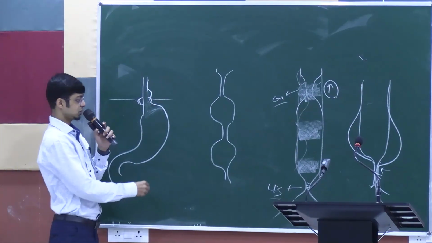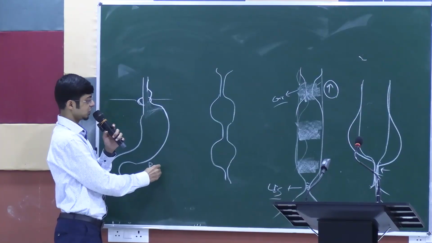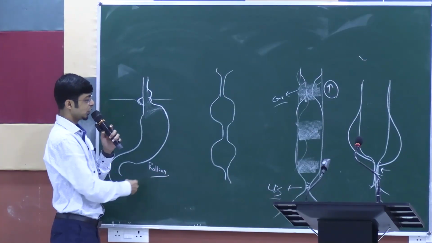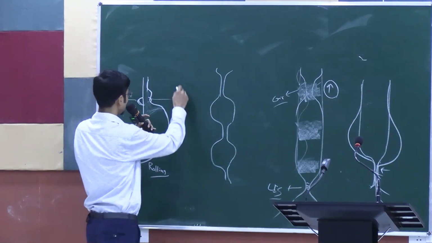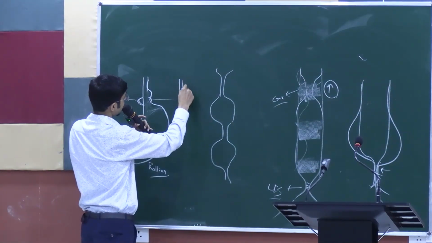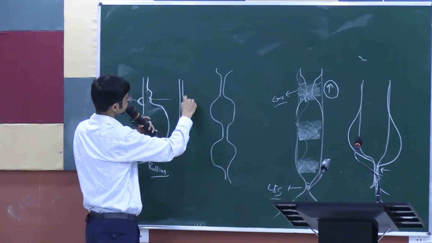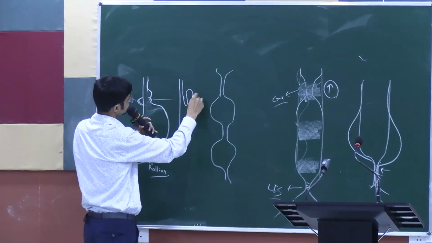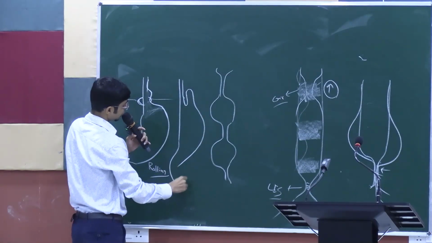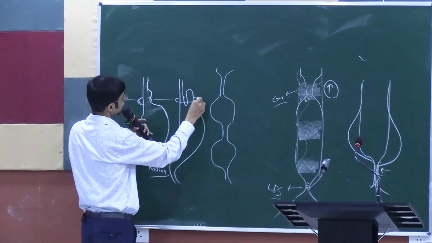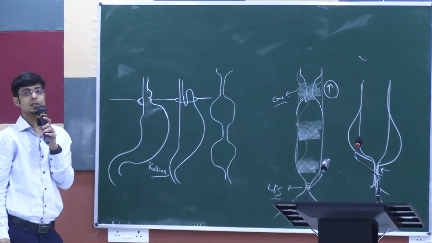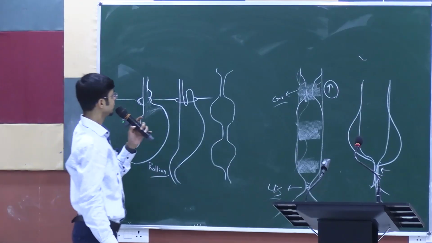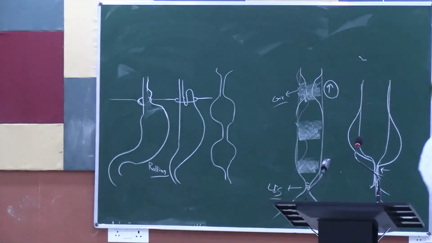This is called a, what's it called? It's called a rolling hiatus hernia. And what is the other one? Where a part of the stomach has gone in. It's called a sliding, or the other way around. So one is a rolling and the other one is a sliding hiatus hernia.